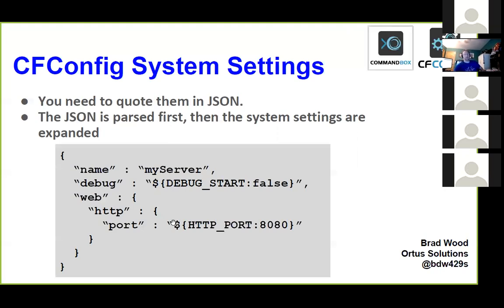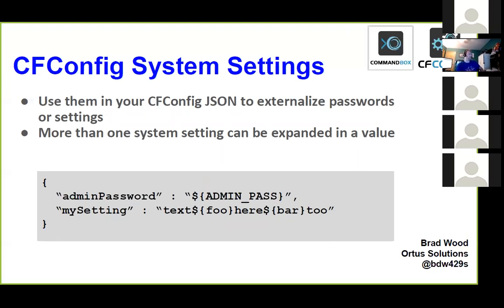Same thing with the port. You could say the port number is dynamic. Look for an environment variable called HTTP port. If it's not there, just use 8080 instead. Same thing with your cfconfig JSON file. You can swap out things like the admin password, which is the plain text equivalent, right? If you don't want to put that password in your JSON file, you can set it into an environment variable called admin pass. It'll get sucked in and automatically replaced in the JSON file. That way it can be different per server and it can be secure.